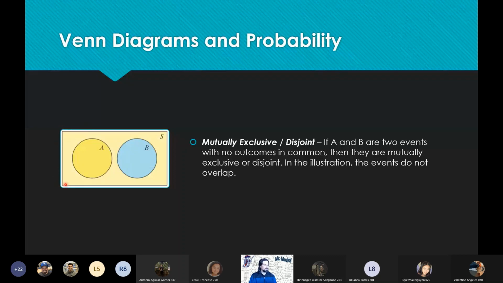The whole rectangle labeled S is the entirety of the sample space. Right? So these are all the other outcomes outside of A and B. The nice thing with Venn diagrams is you can add more events. Just add more circles, right? And you can do a quick accounting of all the overlaps or non-overlaps very visually. Right now we're only considering two.